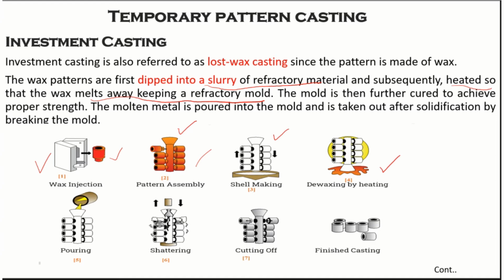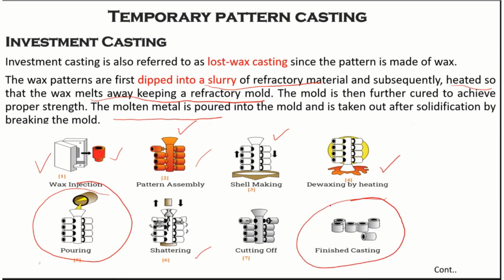Once the mold is ready, the molten metal is poured into the mold. Okay, and the mold is taken out after solidification by breaking the mold. Then we'll get the desired shape of the patterns, or the casted products. So this is the way investment casting works.